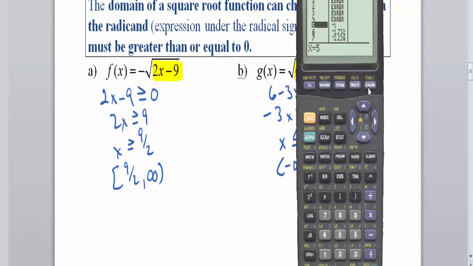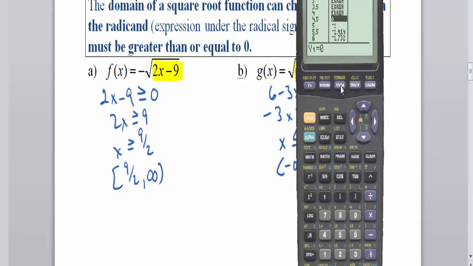But this is only going by ones, so if I wanted to see the actual point where it started, I could change my table to go by halves. And then I'd be able to see that, in fact, it is defined at 4.5, right? That's where y equals 0, because that ends up being the square root of 0, which equals 0. So it's defined everywhere from 4.5, or 9 halves, to infinity.